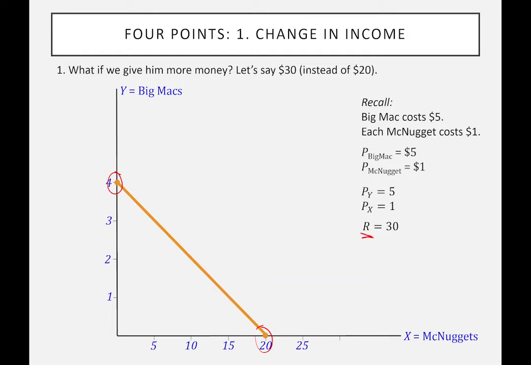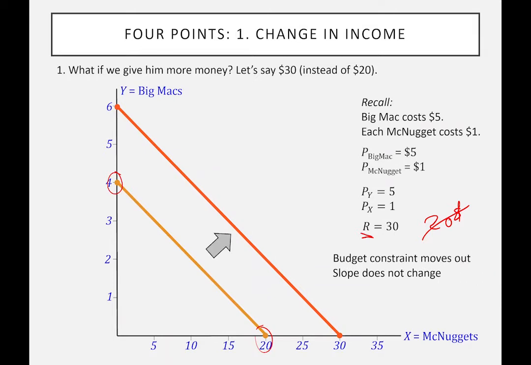So let's say we change this from previously $20, and we're going to raise it to $30. So now, in effect, he can buy 6 Big Macs, and he could purchase, if he wanted to, up to 30 McNuggets. So the effect of this is to draw a whole new budget constraint that, in effect, shifts over.